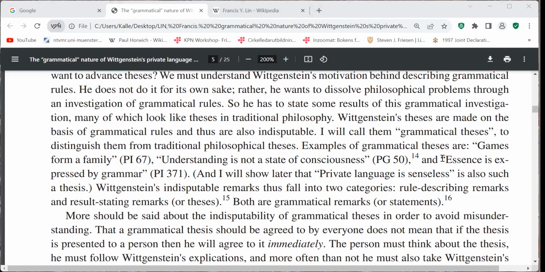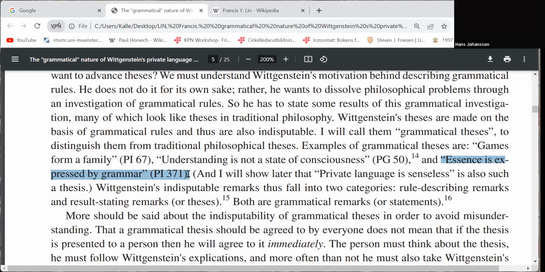Thank you, thank you. This expression, essence is expressed by grammar, Philosophical Investigations 371, is somewhat paradoxical because Wittgenstein was against essence. He wanted game, language game was his thing, so to say. Yes, very good statement. Perfect.